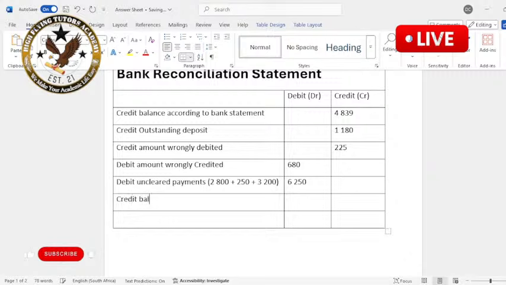balance as per, or you can just say balance according to, just to make it easy, according to bank account.